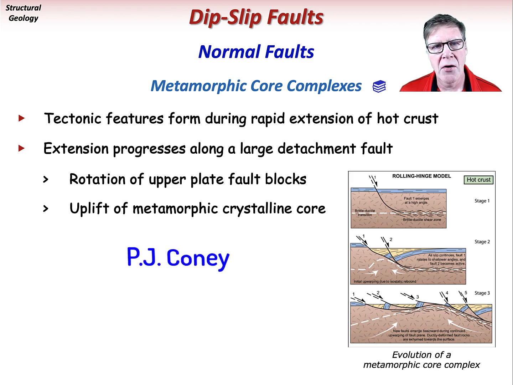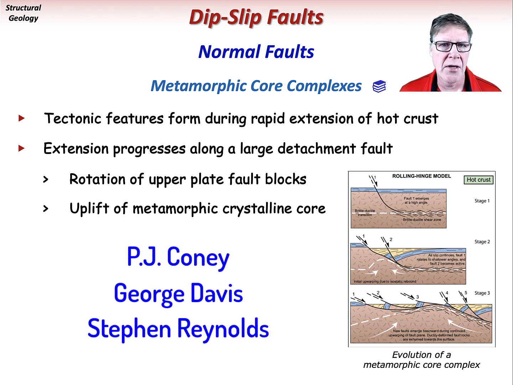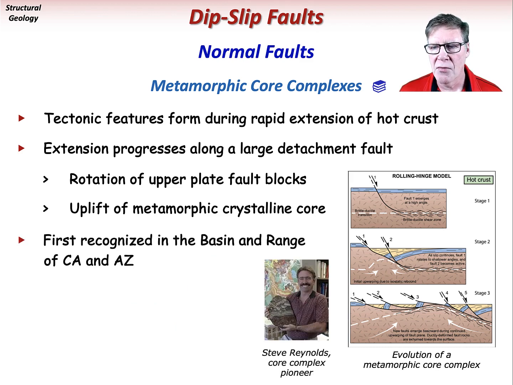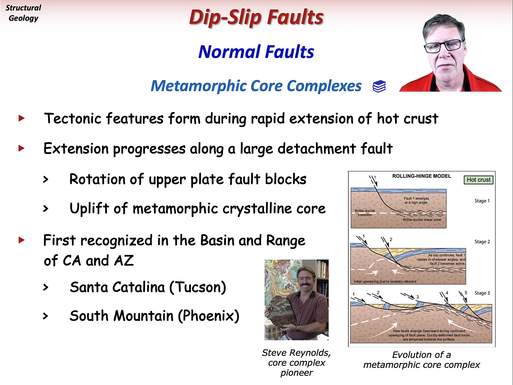Geologists like P.J. Coney, George Davis, and Steve Reynolds mapped and described these extensional tectonic features, first recognized in the Basin and Range province of California and Arizona. Significant localities stretch from the Santa Catalina Mountains of Tucson to the South Mountains of the Phoenix area, to the Buckskin Rawhide Mountains of western Arizona, to the Whipple Mountains of southeastern California.